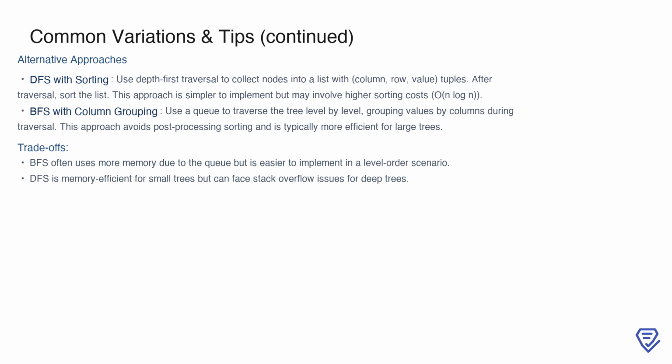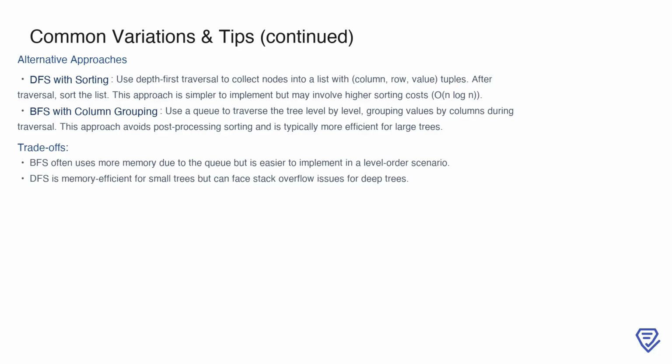Another option is BFS with column grouping. This involves using a queue to traverse the tree level by level, grouping values by their columns as you go. The advantage here is that you avoid the need for post-processing sorting, making it more efficient for larger trees.